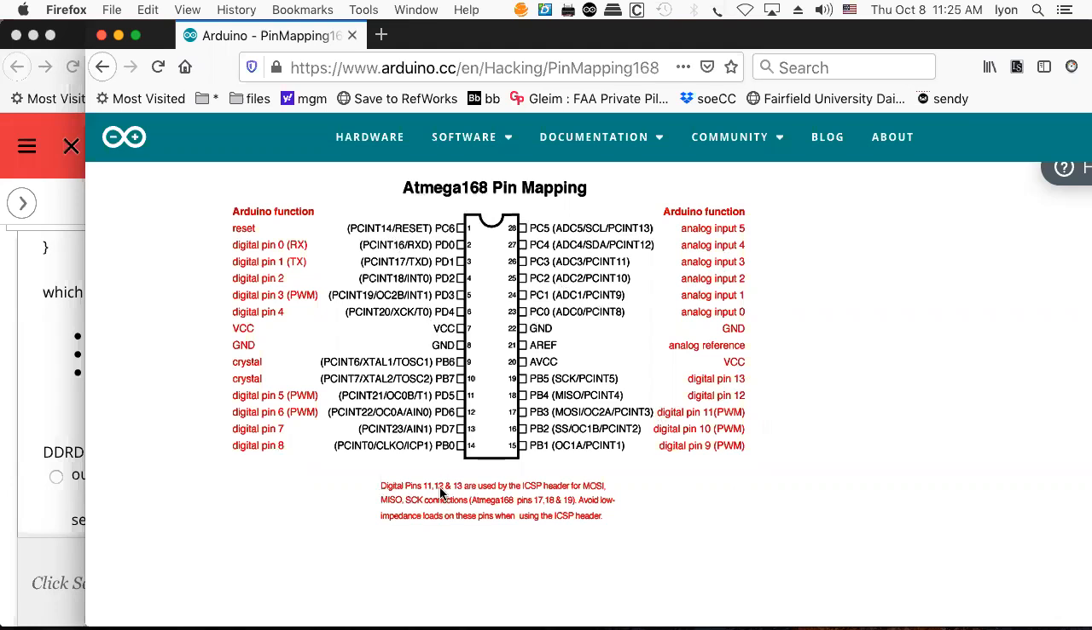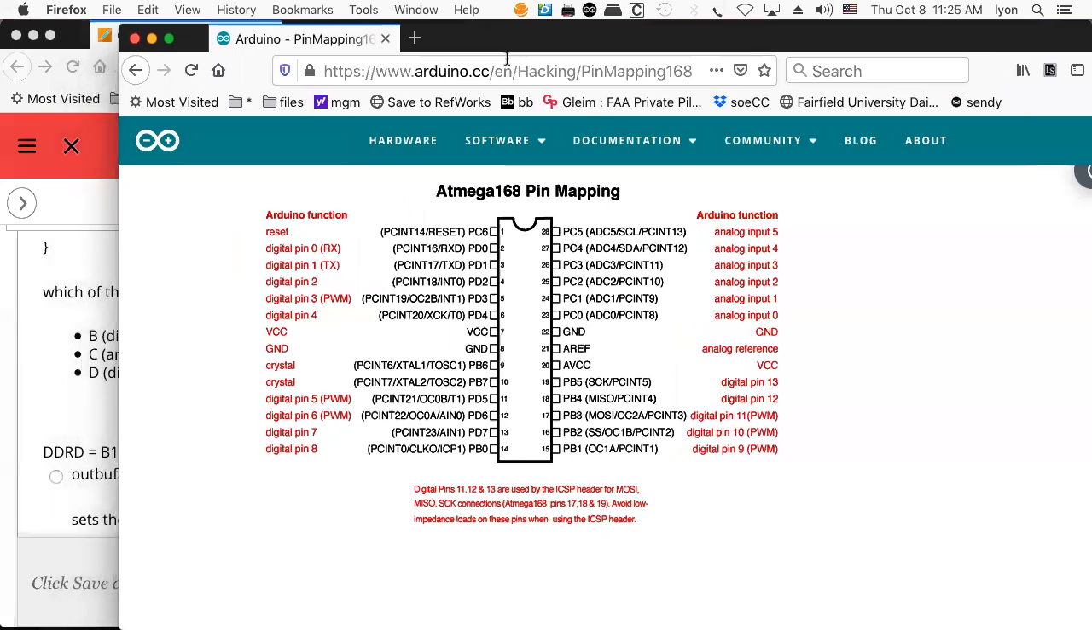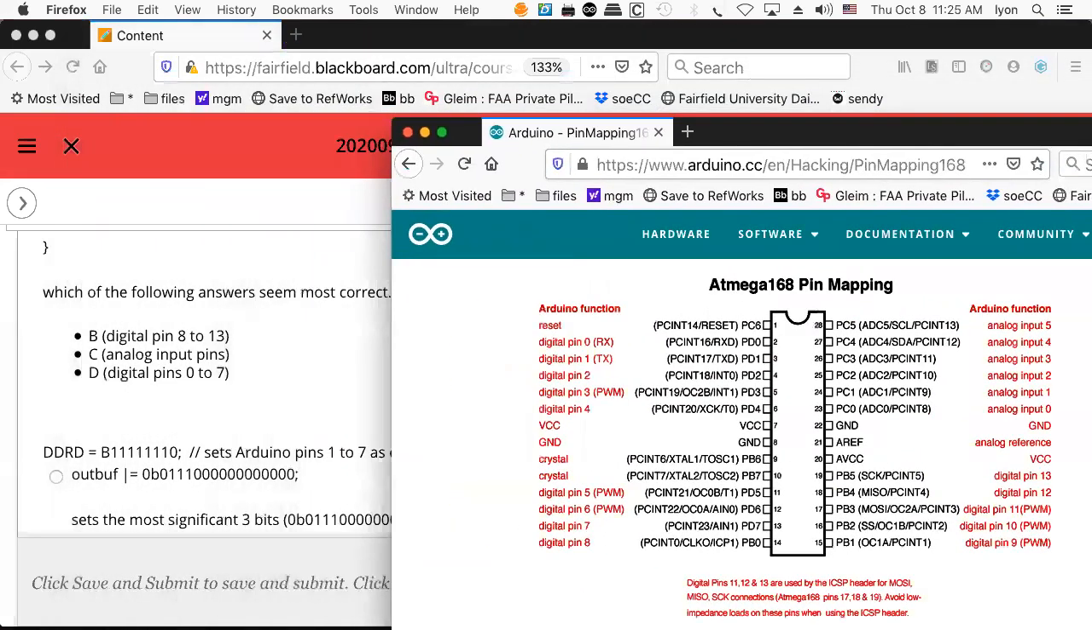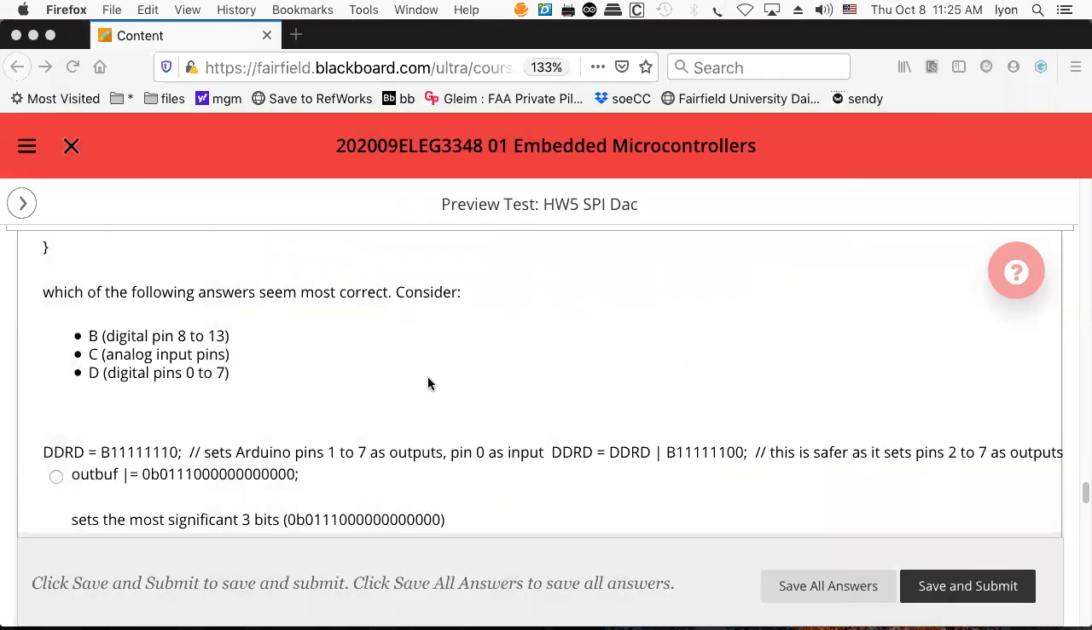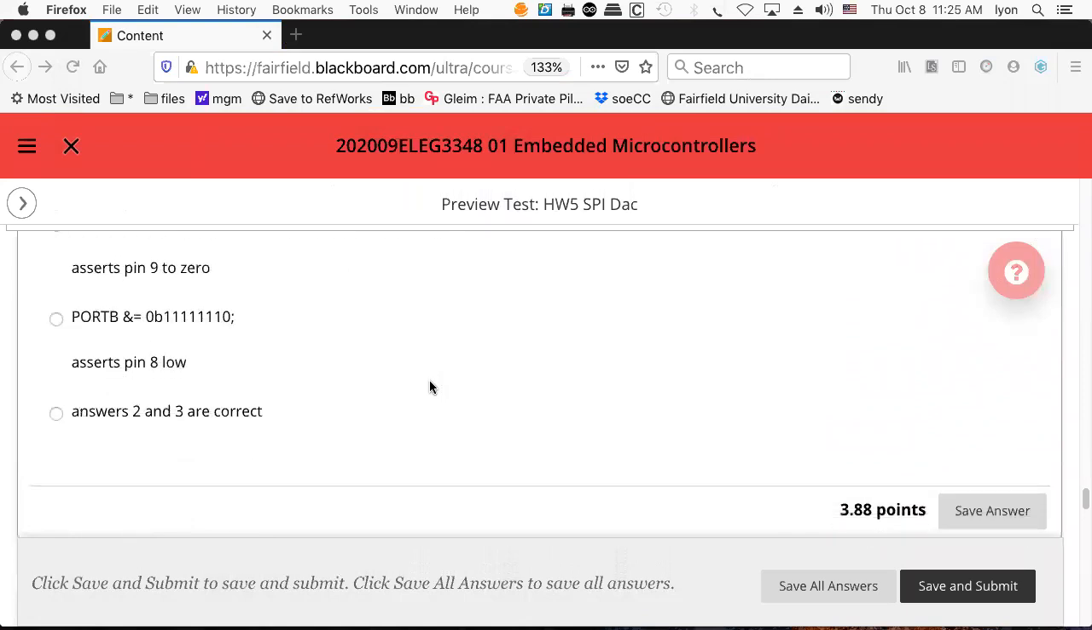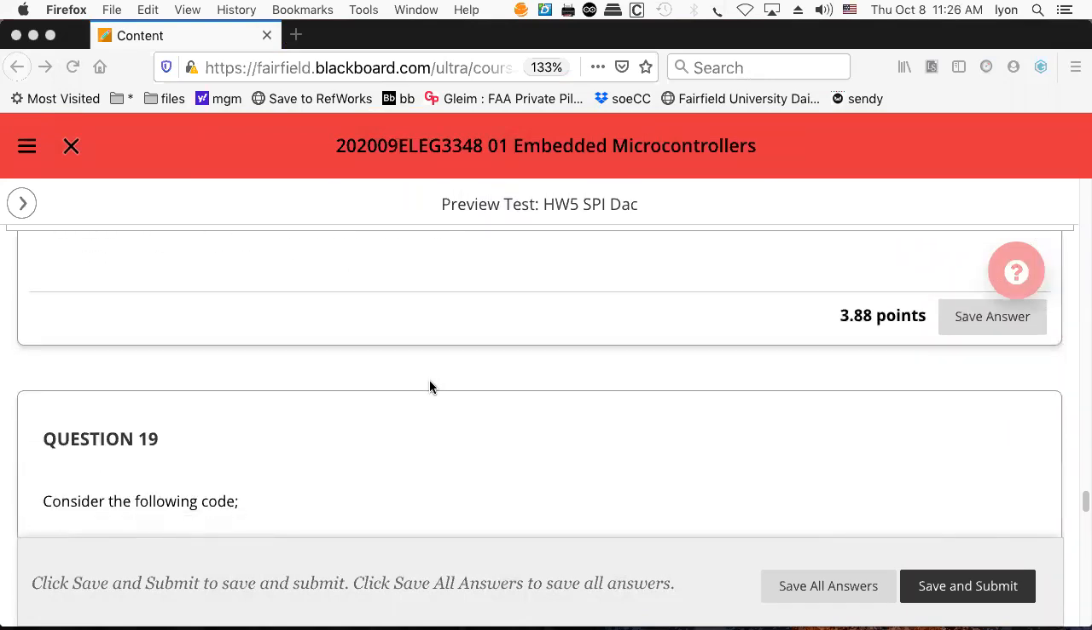And actually down in here it says pins 11, 12, and 13 are used for the in-circuit system programmer header for MOSI, MISO, and serial clock connections. Avoid low impedance loads on these pins when using the ICSP header. I've never had this problem, but that's probably why certain things didn't work, right? That's a gotcha. You've got to read the directions. That's an interesting and very good question. Hope that answered your question.